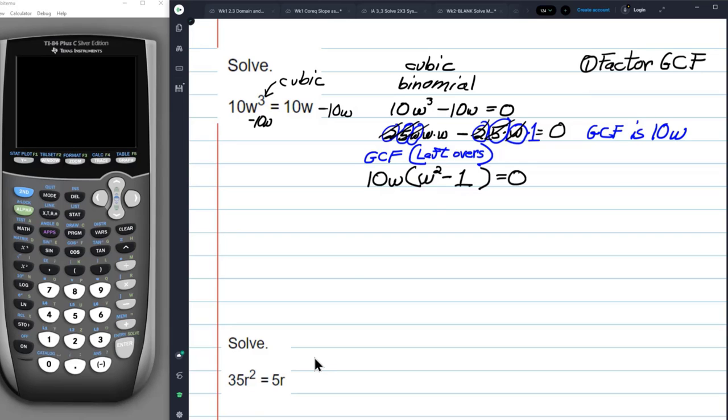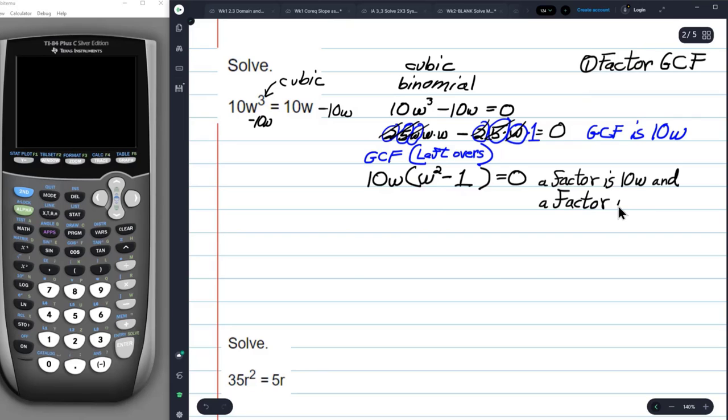Okay, so I'm going to go in steps here. Now I have two factors. There are two factors here. One factor is 10W and a factor is W squared minus 1. Those are both factors of 10W cubed minus 10W.